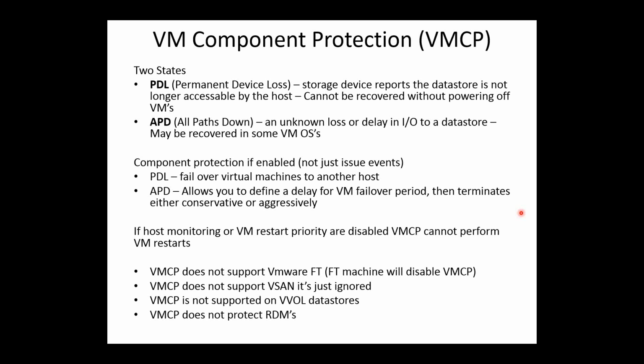Due to the nature of vSAN, I'm not really sure how you would get a PDL on them. I can see an all paths down, but not to the local, so I'm not really sure even how those would work on a vSAN because of the way the distributed architecture works. Component protection is not supported on the newest vVol setup. So if you're using vVols, you can't use component protection, and component protection doesn't work at all on raw device mappings. This is because it really can't tell the state of it, and it can't fail over the VM because it doesn't have that kind of mapping.